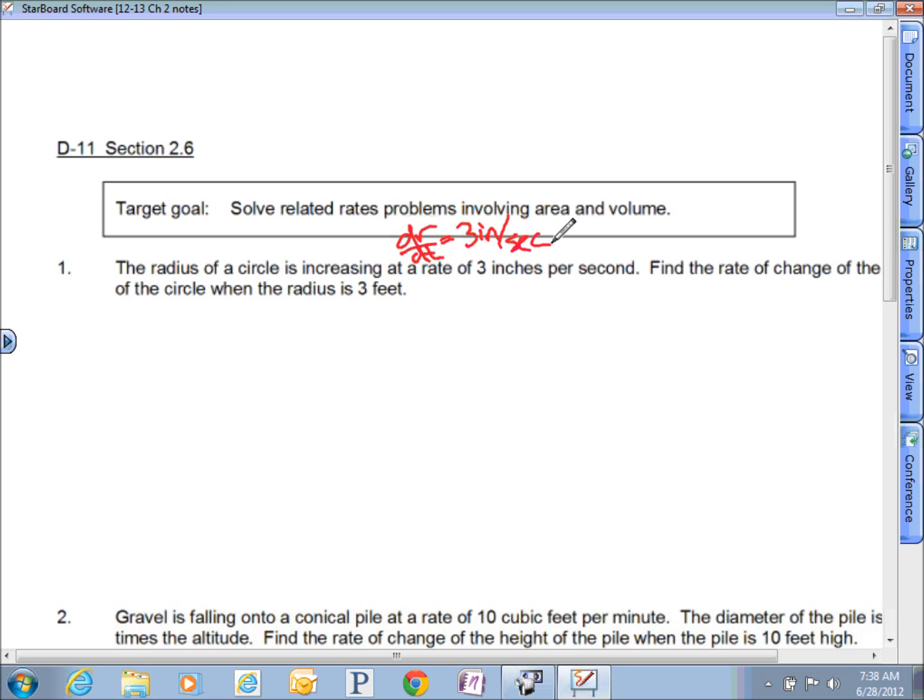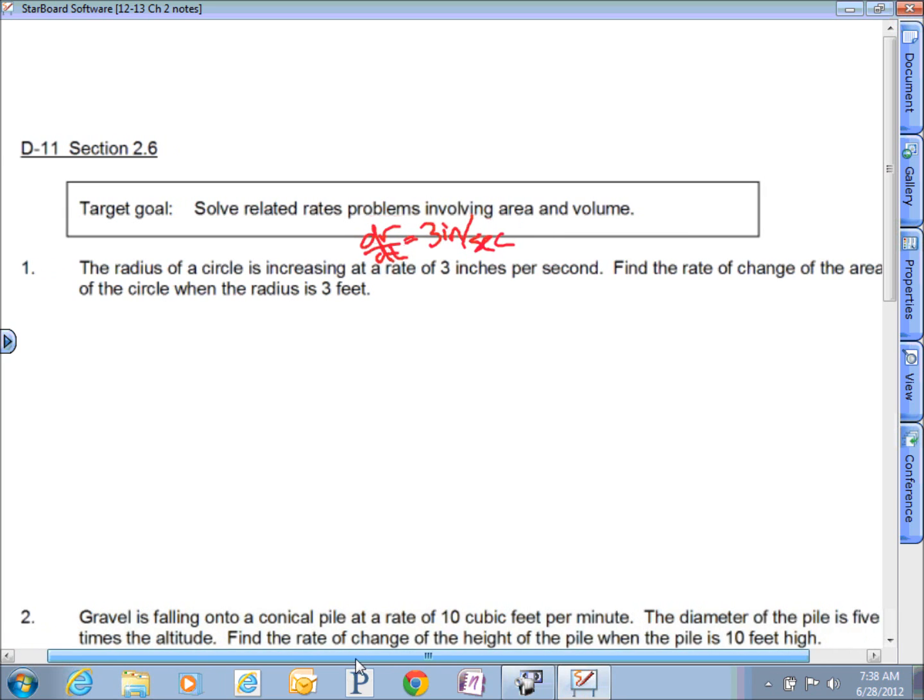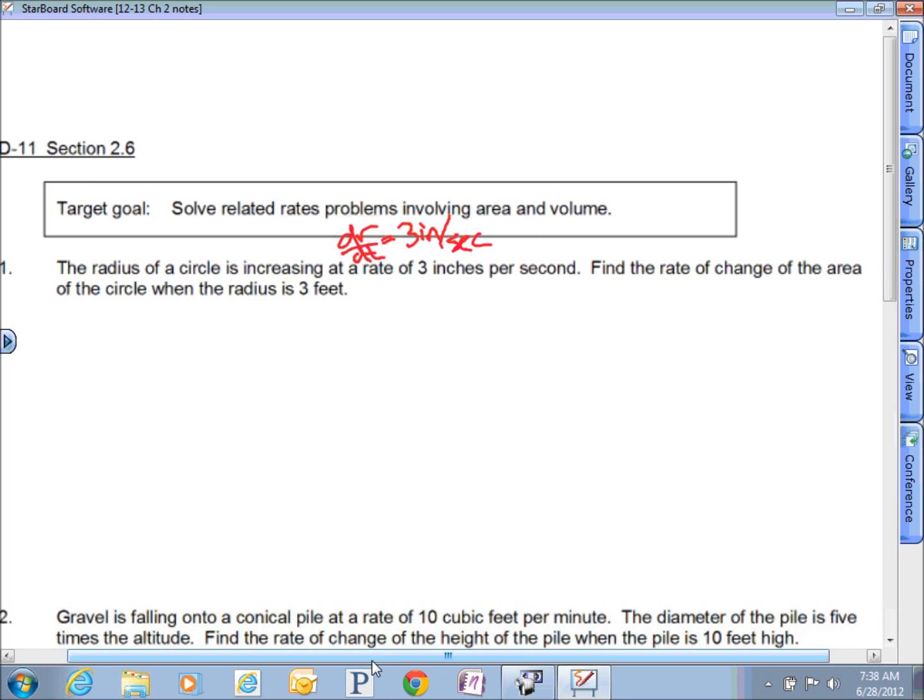Find the rate of change of the area of the circle, dA/dt, when the radius is 3 feet. So what we've got here for given information: my radius is 3 feet, and we'll start looking. Oh, I've got a little concern there because we've got 3 inches per second and we've got 3 feet. So let's change this. Let's call it 36 inches as far as what my radius is.